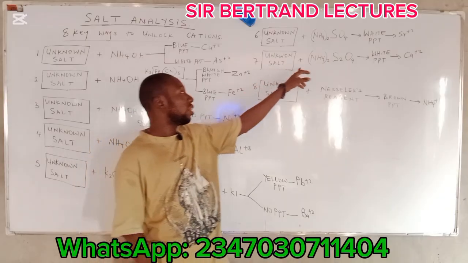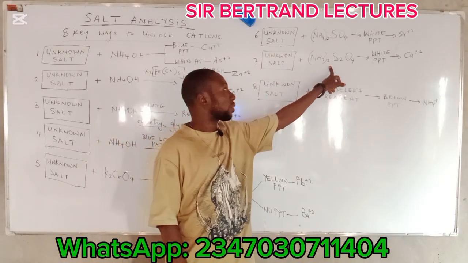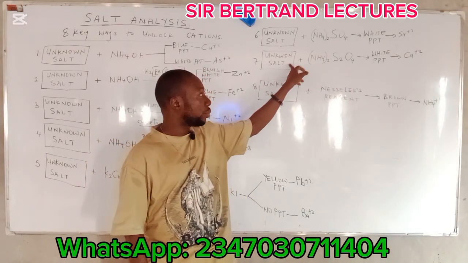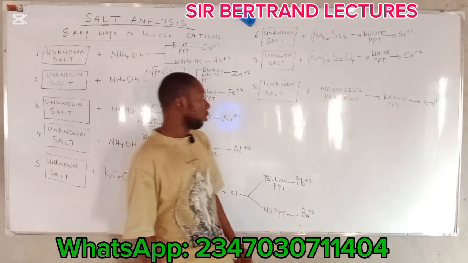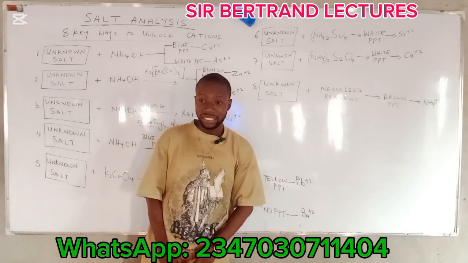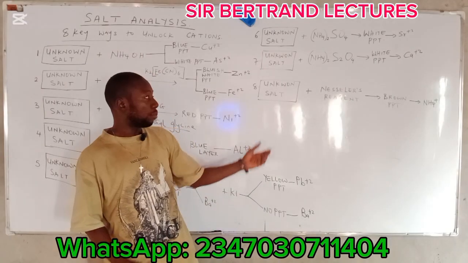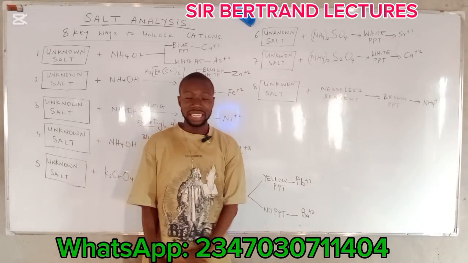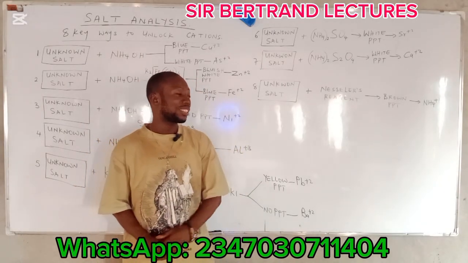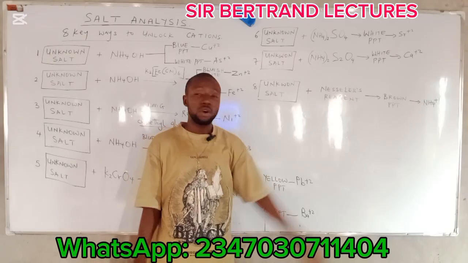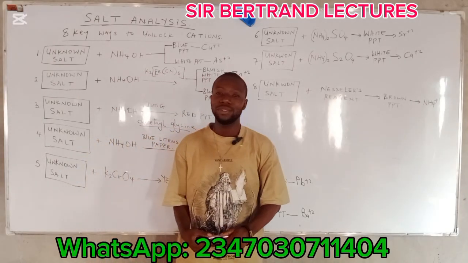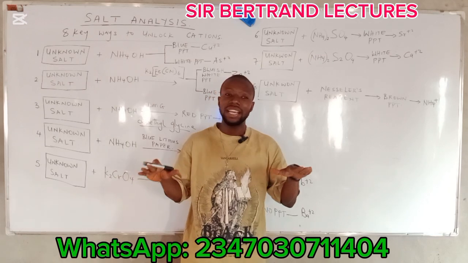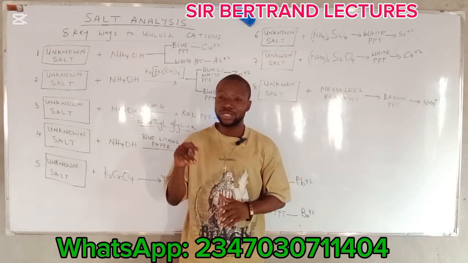The seventh key, you introduce ammonium persulfate to the unknown source sample. Showing white precipitate indicates the presence of calcium ion. Then here, the eighth key, which is the last on the list, on the board, you introduce Nessler's reagent to the unknown source sample. The brown precipitate formed indicates the presence of ammonium ion. All right? And that comes to the end of the topic, salts.